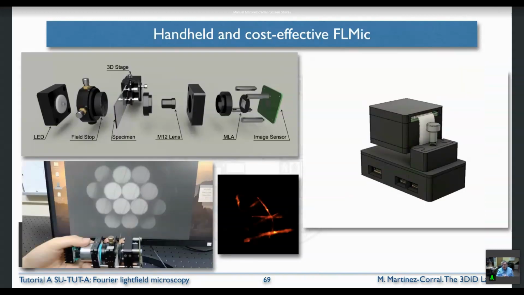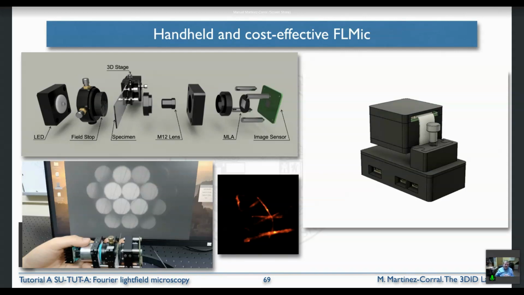Let me tell you that in the past few weeks or months, we have developed a new product. It will be published later. I will show you when or where. A handheld and cost-effective Fourier Lightfield microscope.